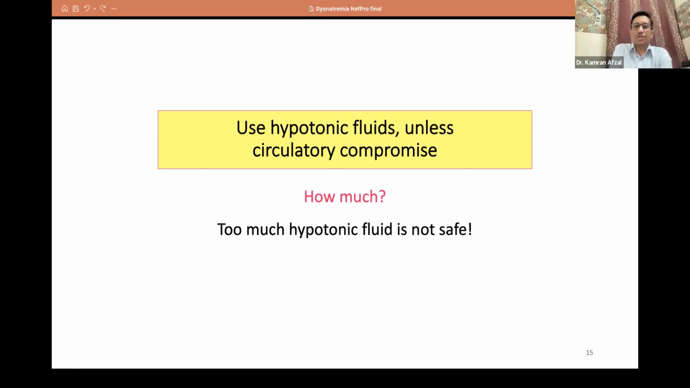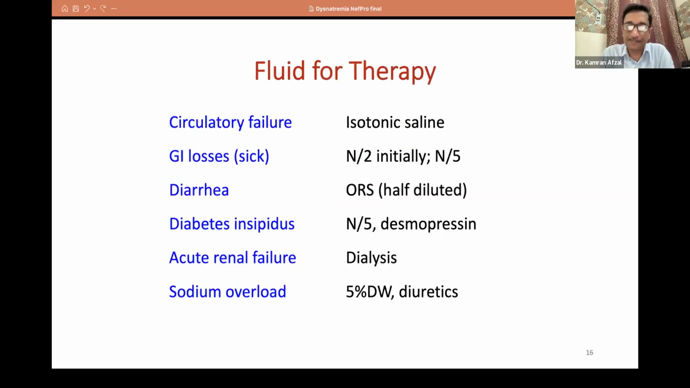Now we use hypotonic fluid unless there is a circulatory compromise, of course. But remember that very hypotonic fluids are not safe. The more hypotonic the fluid, the more rapid would be the fall in sodium. Therefore, depending on the sodium values, you need to have a fluid that has less sodium concentration than the plasma sodium concentration, but the gap has not to be too much.